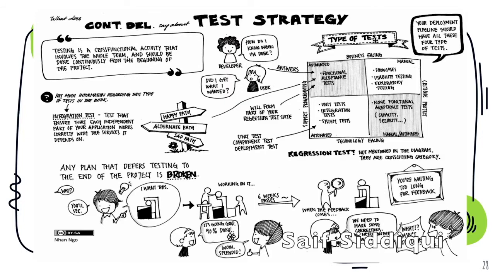You can see the type of tests which we need to define in the test strategy. So business facing is having some requirement, and then there will be some automated tests like functional acceptance test. In manual, some showcases, usability testing, exploratory testing. These are manual tests which we need to do. From support programming, we are going to have some unit tests, integration test and system test. And from critic project, we are going to have some non-functional acceptance test, capacity, security. So these can also be manual or automated, but unit, integration, system will be automated.